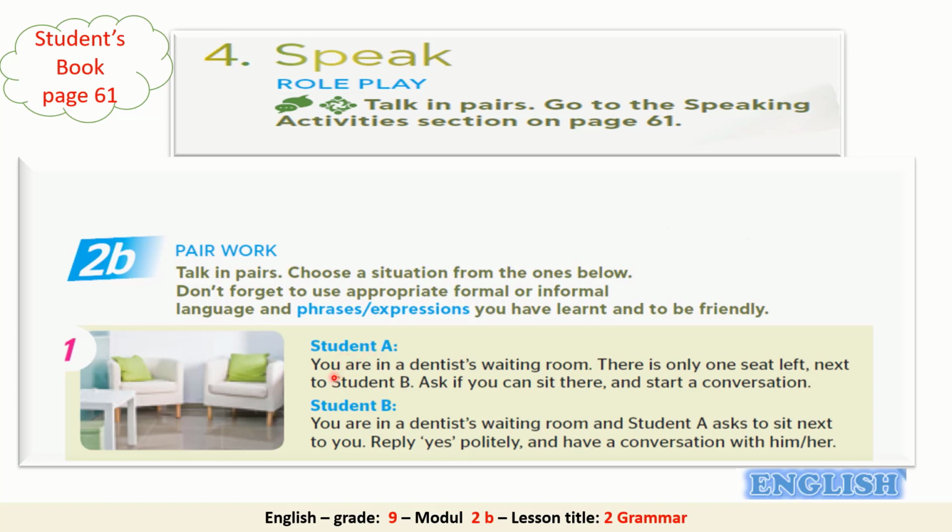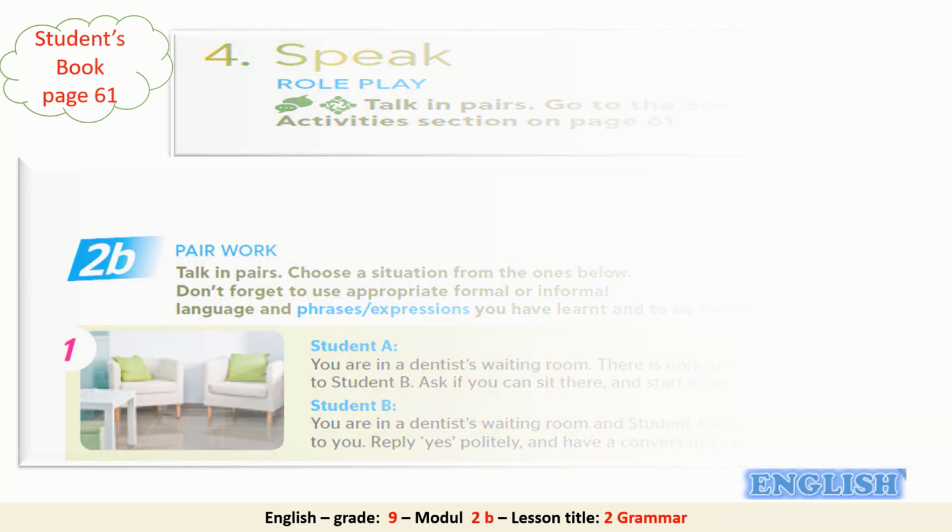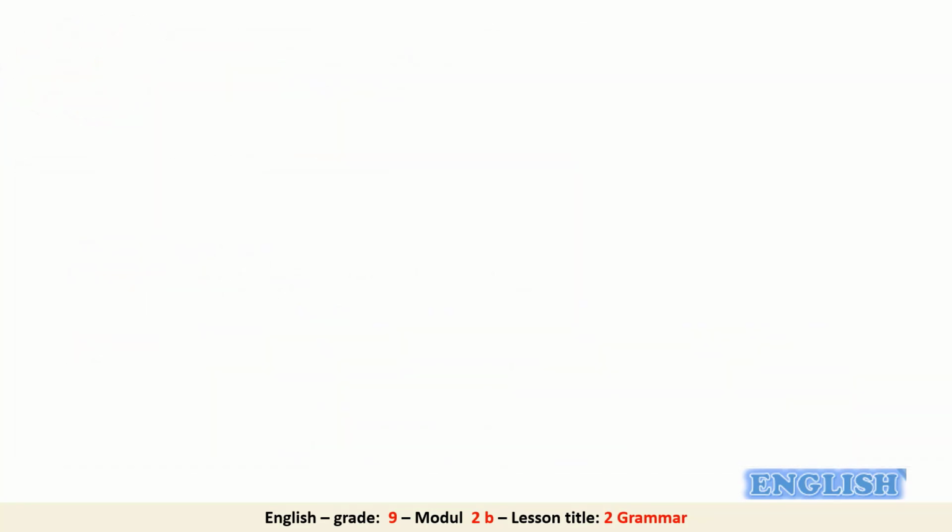The first situation, 2 students. The student A, you are in a dentist's waiting room. There is only 1 seat left next to student B. Ask if you can sit there and start a conversation. Student B, you are in a dentist waiting room and student A asks you to sit next to you. Reply yes politely and have a conversation with him. Now let's have a model answer for this situation. This is a suggested answer that you can follow for the previous situation.